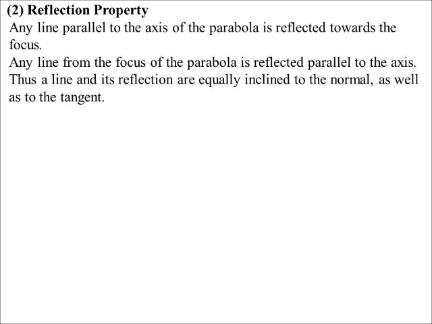Now, the words might just seem like a lot of jumble, but technically: any line parallel to the axis of the parabola is reflected towards the focus, and any line from the focus of the parabola is reflected parallel to the axis. Thus, a line and its reflection are equally inclined to the normal as well as to the tangent. What on earth does that all mean?